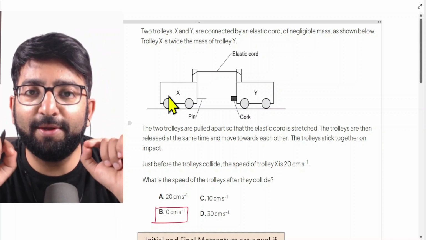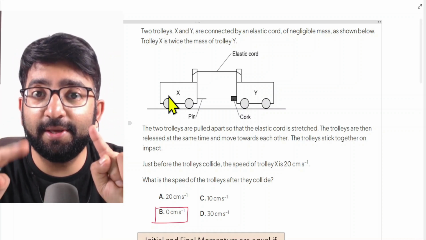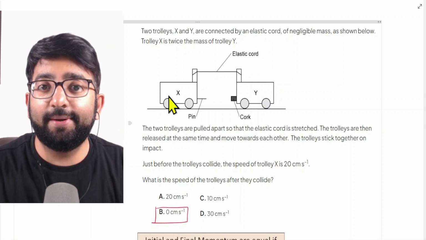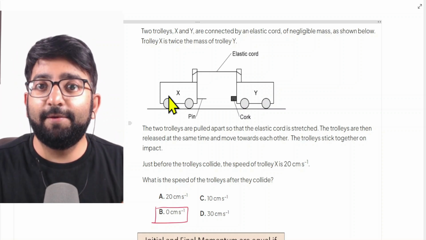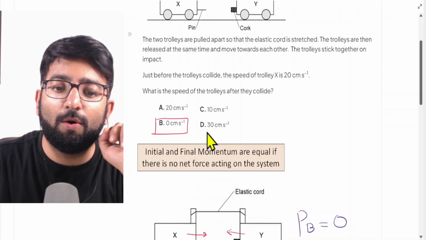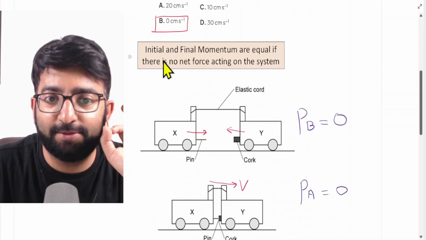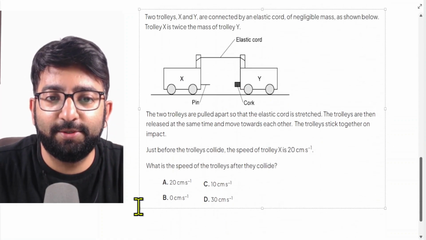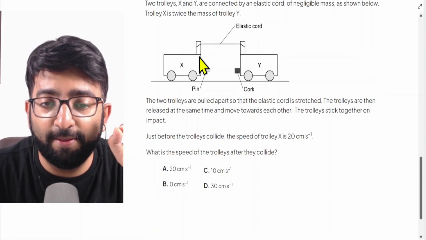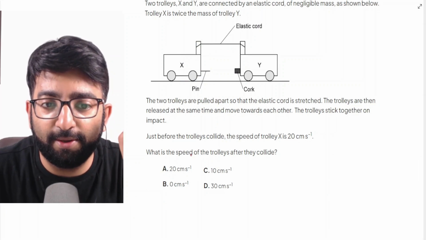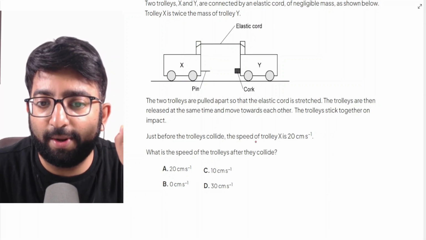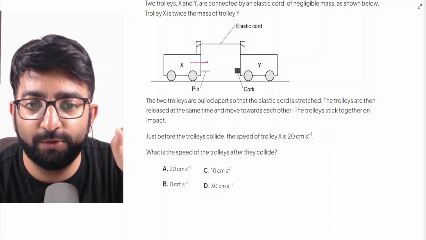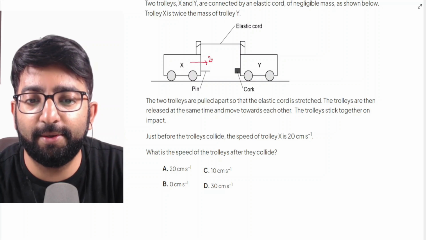So this is the first method to solving this question, which is the easiest and the fastest way. But for some reason, if this method does not click in the exam situation, then we can always use the basic law of conservation of momentum, which is just equating the initial and final momentum. Let's proceed with that. So it's the same question here, two trolleys X and Y. In the before case, it is saying just before the trolleys collide, the speed of the trolley X is 20 centimeters per second.